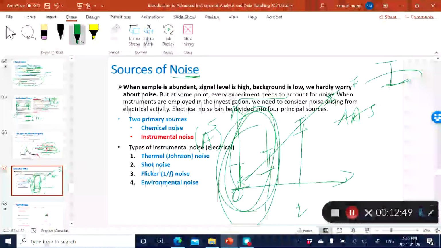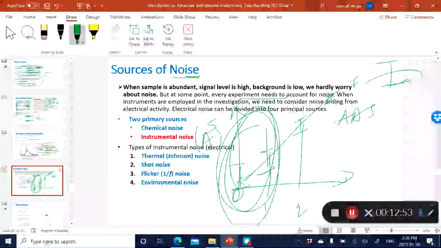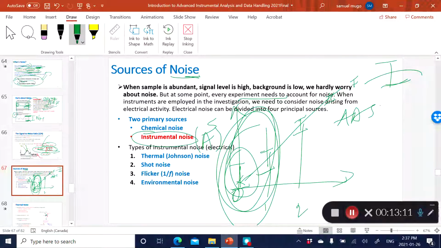So in most cases, we are pushing the limits of the instrument to the very, very low range. And as such, noise becomes very, very important, because then it's fairly large relative to the signal in the low concentration ranges. Okay. So in this lecture, I'll mainly talk about, of course, instrumental noise.